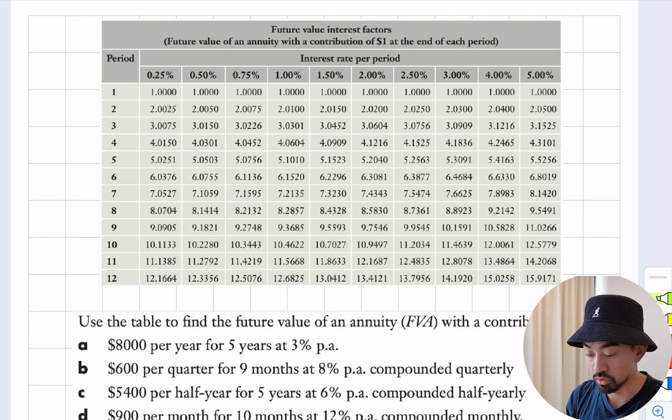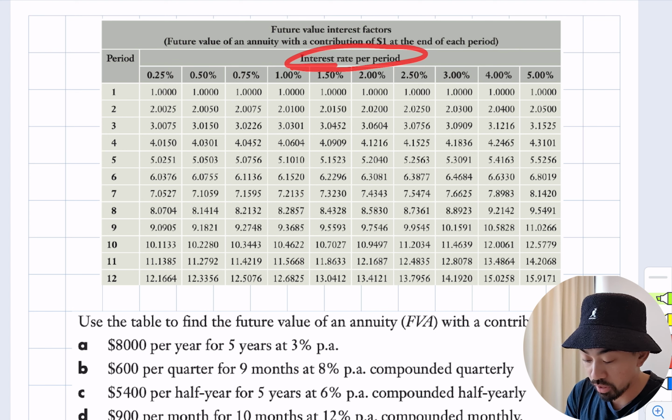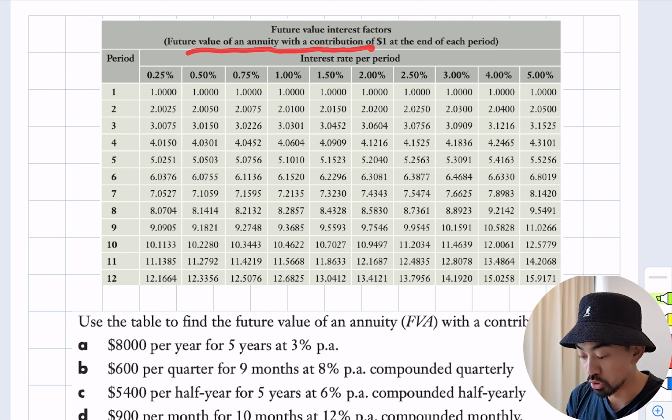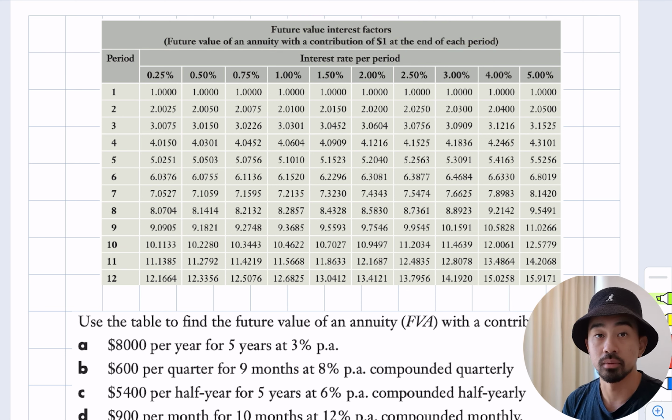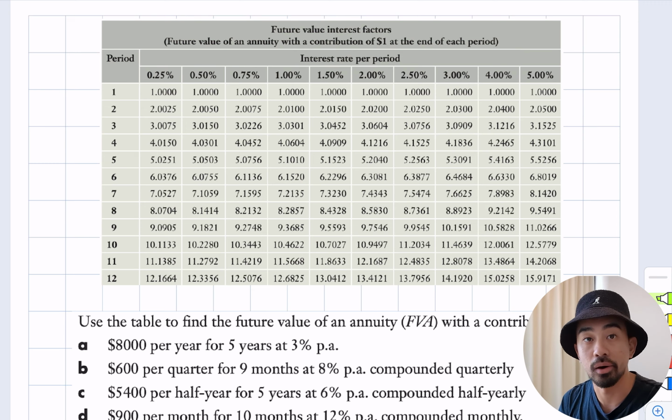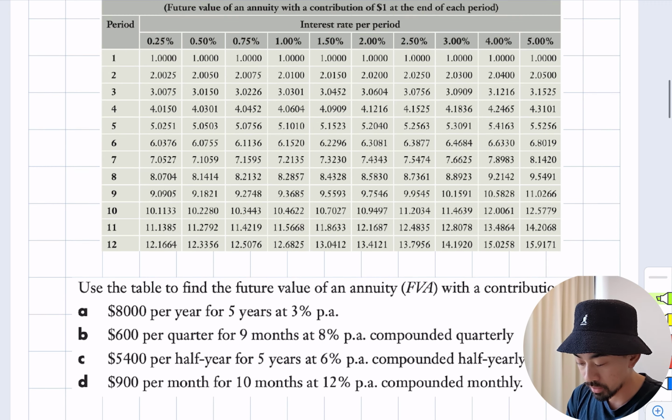So I'll show you how to use it. Now, the key here is to look at the interest rates per period, and these are the number of periods. This says future value of an annuity with a contribution of $1 at the end of each period. Now, the end and start is actually important, but for now, we're just going to leave it because I want you to be able to actually use a table, which is literally 80% of this topic.